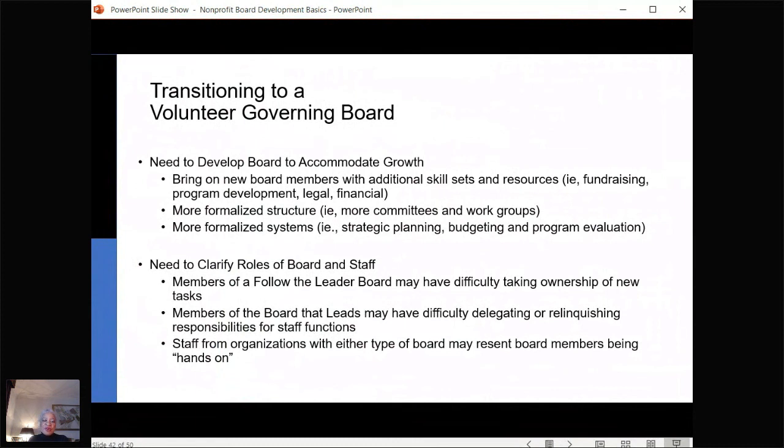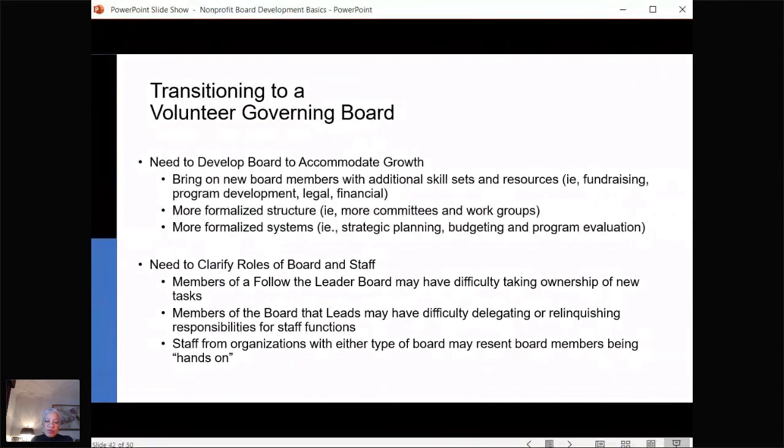And as I was saying before, you need to clarify the roles of board and staff, and the members of a follow the leader board may have difficulty taking ownership of new tasks. So that is going to be something that you're going to have to work through in terms of board development. And it may come to a point where you may have those people who don't want to take ownership of new responsibilities, have them serve in an advisory role, so that the business of the board can continue uninterrupted.